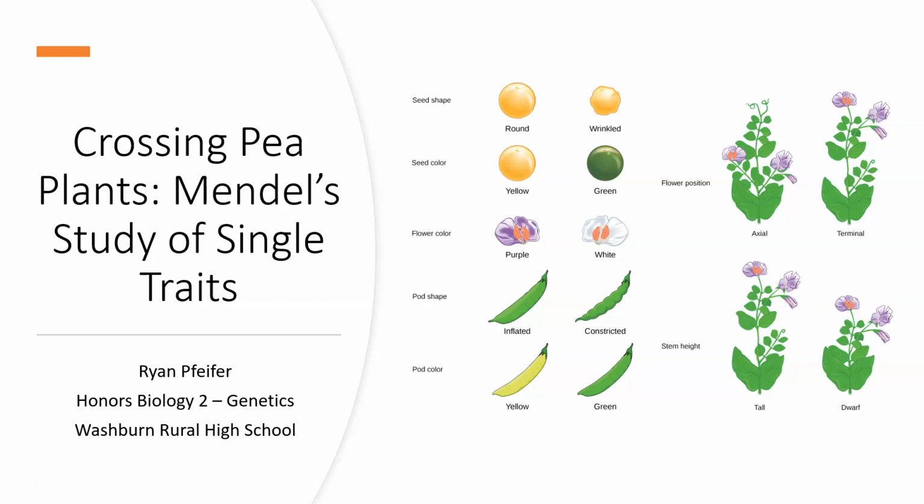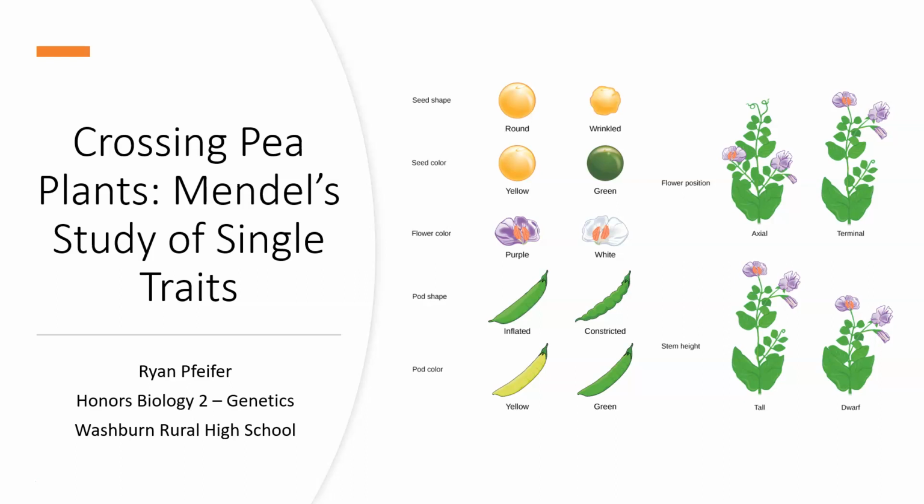Obviously, a single gene trait is going to be determined by the presence of a dominant or recessive allele. We know at this point in our genetics education that a gene is a discrete unit that is inherited from parents to offspring. Those genes code for traits, and the gene is going to be a combination of two distinct, possibly different alleles. You get one allele from mom, one allele from dad. So this is Crossing Pea Plants, Mendel's study of single gene traits.